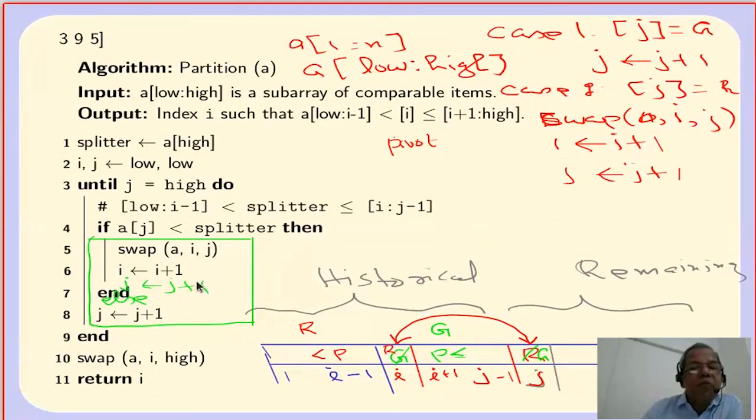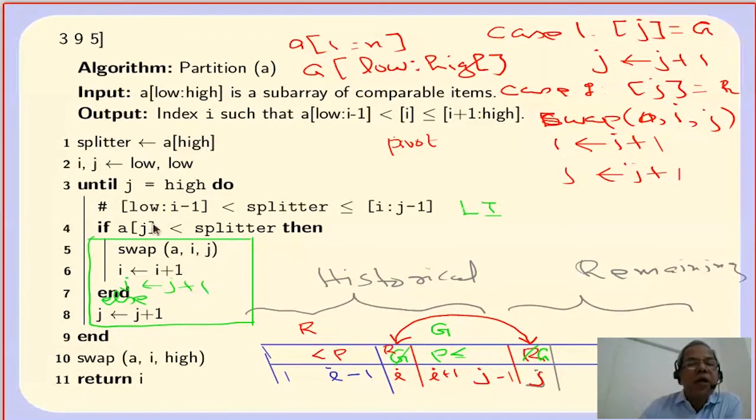This j becomes j plus 1 is common to the if clause and the else clause. Therefore, I factor it out. Whether the condition A at j is less than the pivot is true or false, j becomes j plus 1 will always be executed. Therefore, I have taken it out of the if clause and the else clause. When I take it out, the else clause becomes empty, and therefore there is no need to write the else clause.